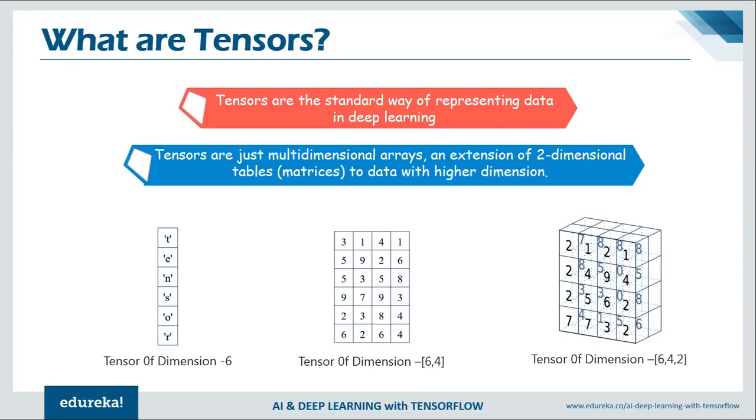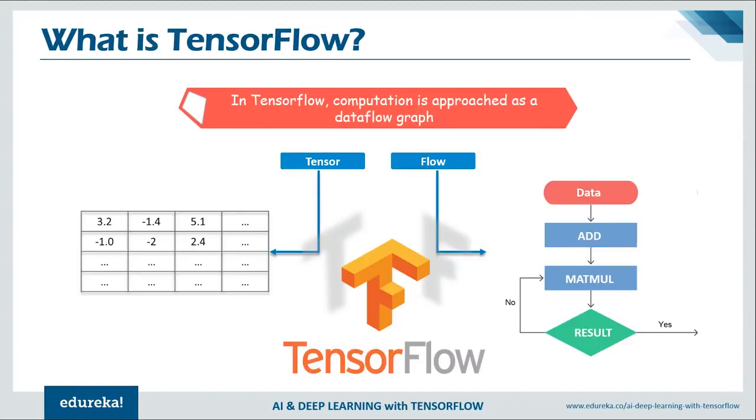So as you can see, we have a tensor of dimension 6, then we have a tensor of dimension 6, 4, and finally we have a tensor of dimension 6, 4, 2. Now these dimensions are not limited to 2, it can be multidimensional. Now in TensorFlow, the computation is approached as a data flow graph. TensorFlow can run on multiple CPUs and GPUs with optional CUDA and SYCL extensions for general purpose computing on graphics processing units, and TensorFlow's flexible architecture allows for easy deployment of computation across a variety of platforms, which are the CPUs, GPUs, and the TPUs, and from desktops to clusters of servers to mobile and edge devices.